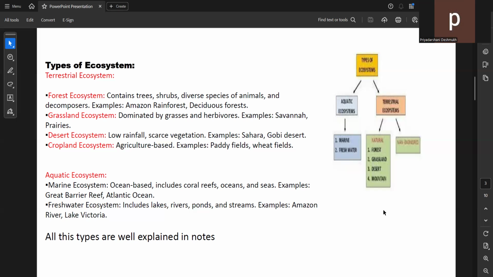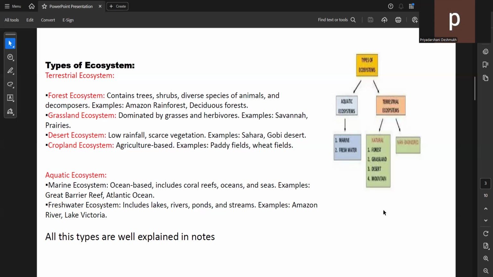All examples are given, and you are also familiar with these examples. The forest ecosystem mainly contributes trees, shrubs, and the animals present in the forest, and the decomposers. A famous example is the Amazon rainforest. The next is the grassland ecosystem. The grassland mainly contributes grasses and herbivores. These are the dominant organisms, and therefore it is called the grassland ecosystem.